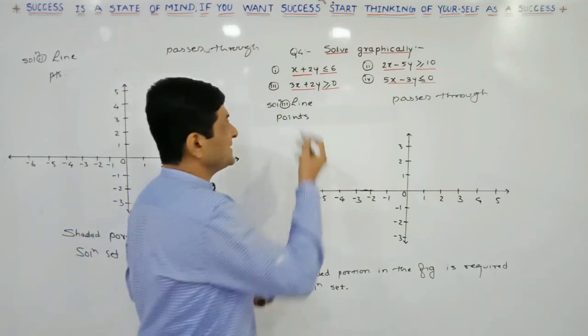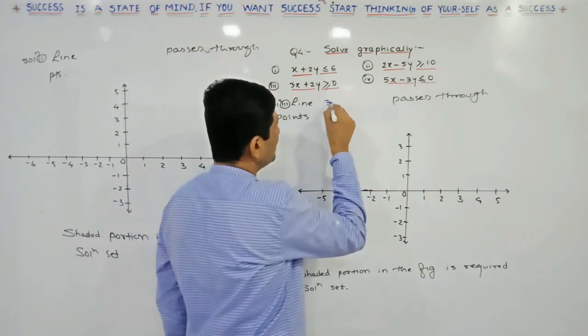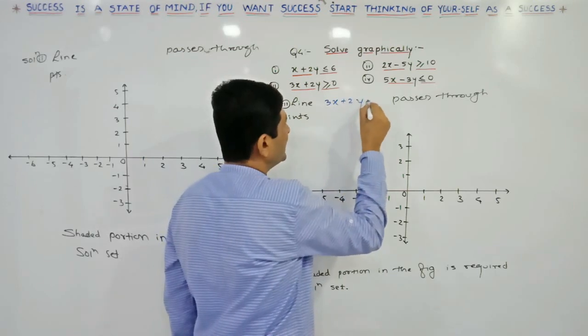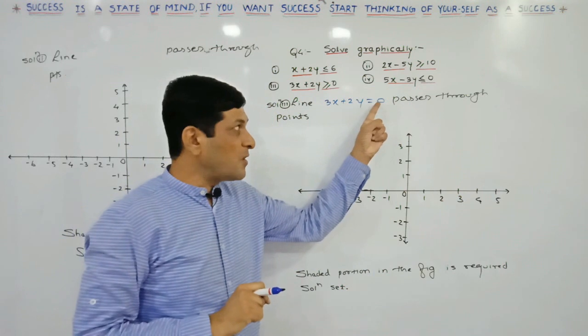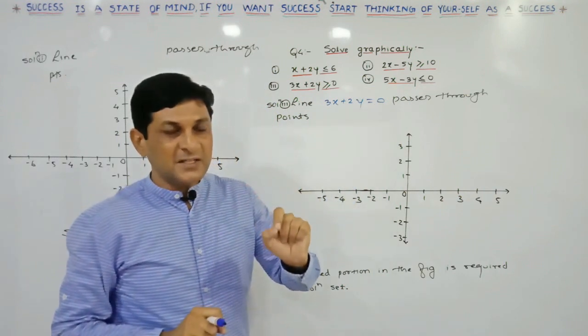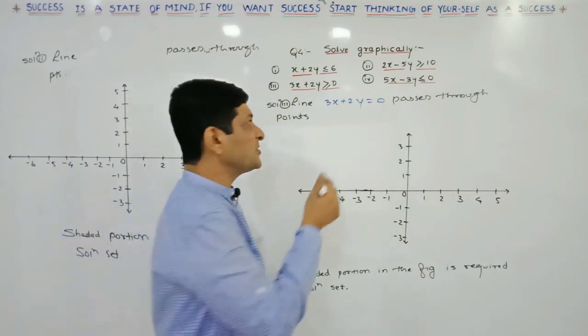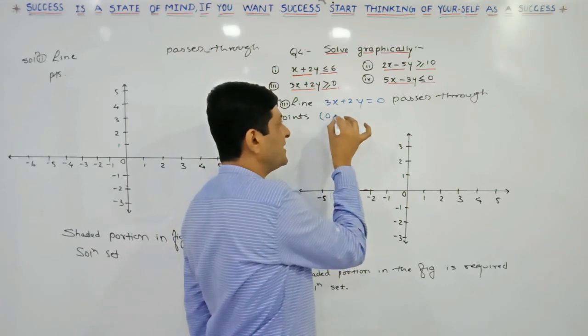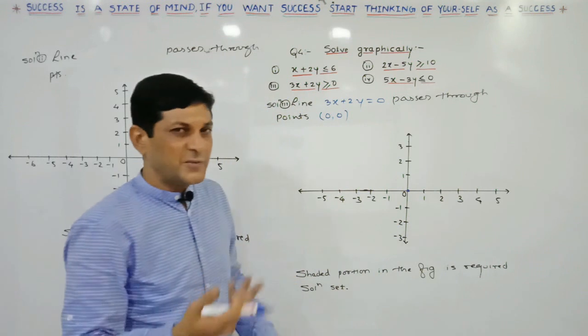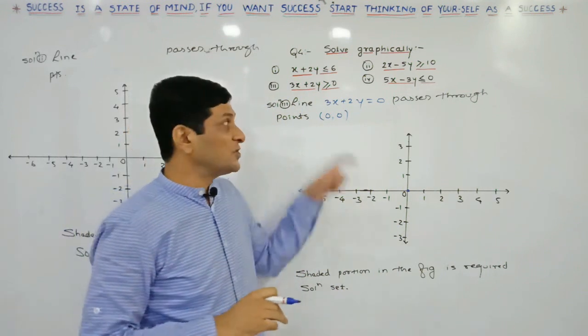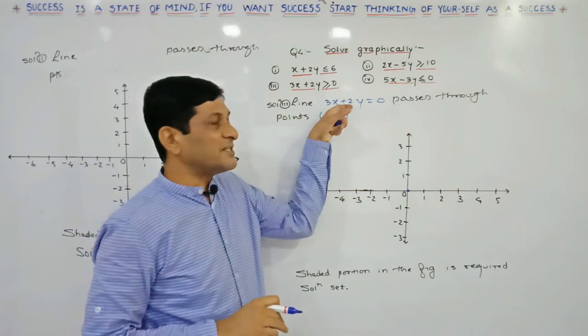So in this case, consider the line. What is the equation of the line? 3x plus 2y is equal to 0. In this equation, if you observe very carefully, the constant term is 0, and we know that in the equation of a line, if the constant term is 0, we can say that the line passes through the origin, means one point on the line is known to us. Why can we say that the line passes through the origin? Because the coordinate of origin satisfies this equation.